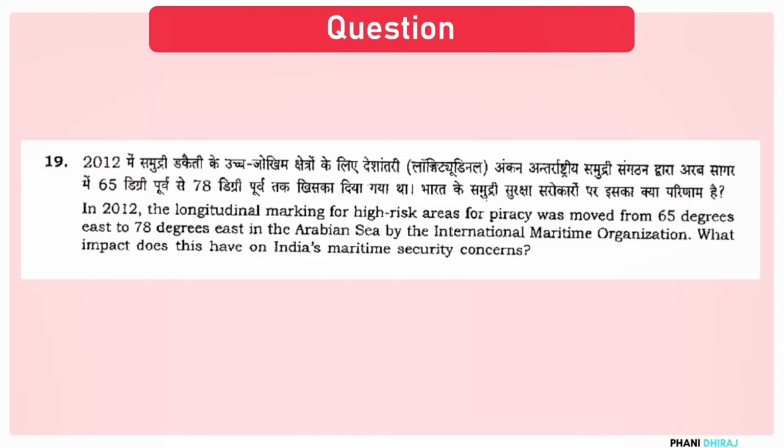So they're asking why the International Maritime Organization changed the longitudinal markings for high risk areas from 65 degrees east to 78 degrees east in the Arabian Sea, and what implications this has on India's security. So first explain what the IMO is and talk about the acts of piracy that were carried out in the 65 degrees east longitudinal marking, particularly in 2012, and also explain why the International Maritime Organization had to shift its focus from 65 degrees to 78 degrees east in the Arabian Sea area.